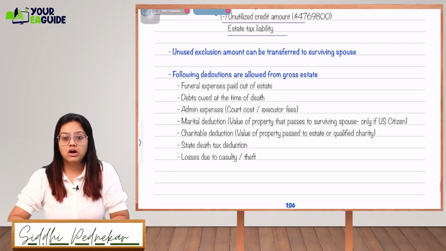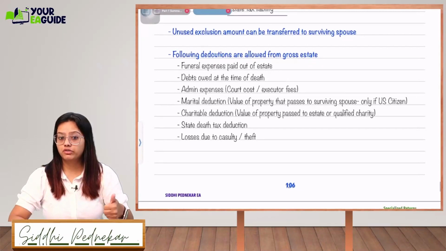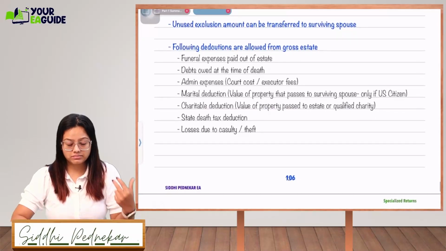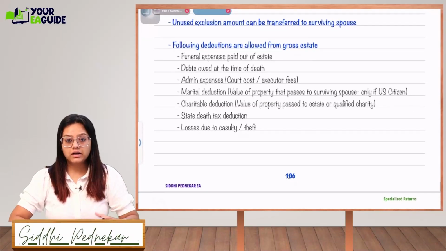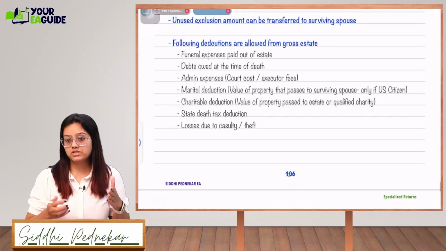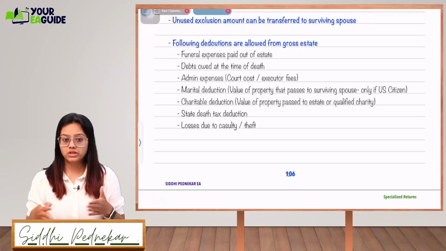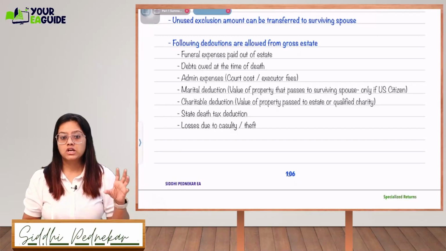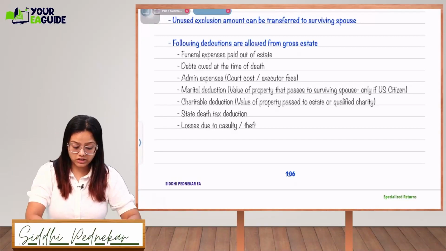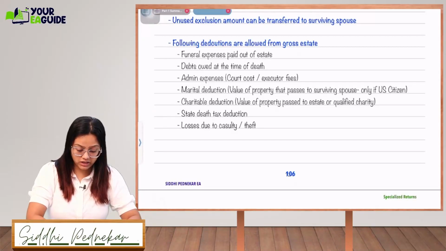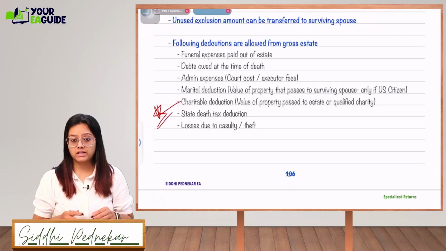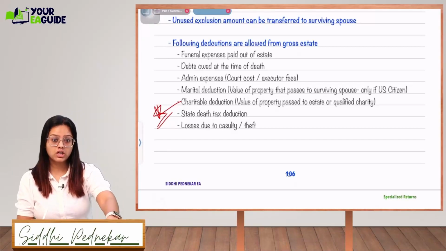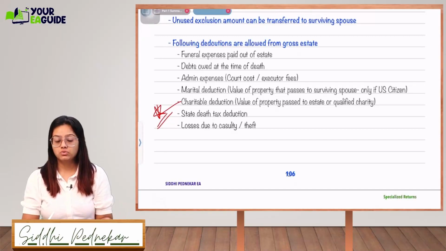The following deductions are allowed from the gross estate. They can take a deduction for funeral expense, debt owed at the time of death, administrative expense, and marital deduction. Let's say the taxpayer is transferring one property to the spouse due to the death. This is a kind of gift which is already a gift tax exclusion. We have seen this. Then charitable deduction, but here one thing you have to add: if it is mentioned in the will of the taxpayer that after my death I need to make this much charitable donation to this particular organization, then only that charitable deduction can be reduced.